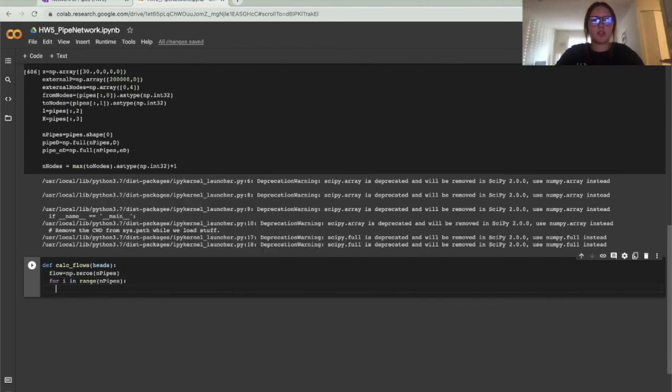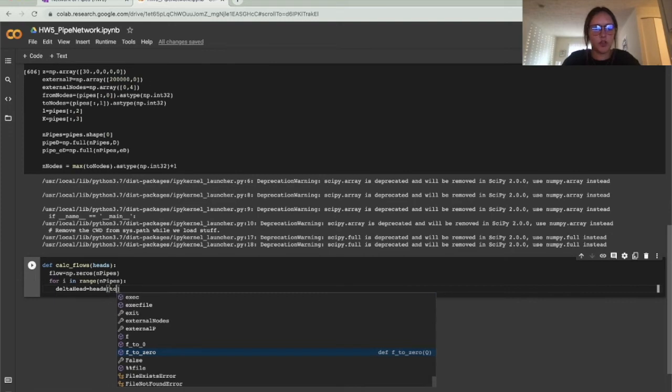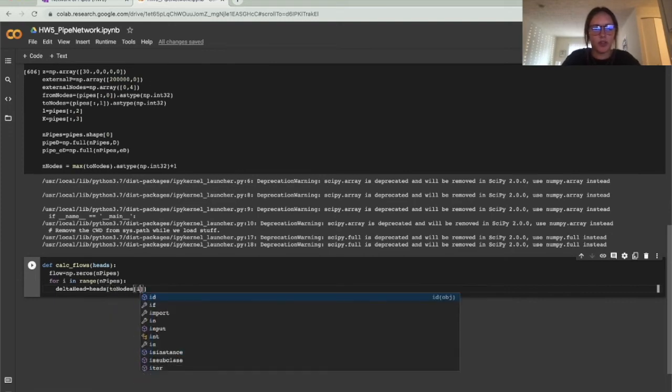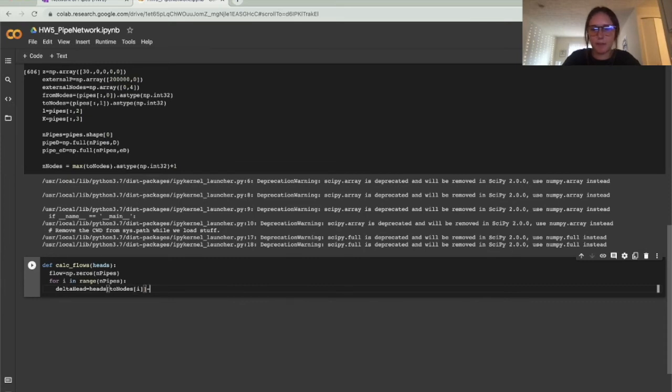And basically what we want to happen is we want to take the delta head and we want to determine the flows depending on the heads. So we want to take the change in the heads between the nodes. And so we're going to take the heads, and we're going to have the 2 nodes within the range. We're going to have that minus the heads of the from nodes, also within range. And so when we have that, we also want to calculate the flows.